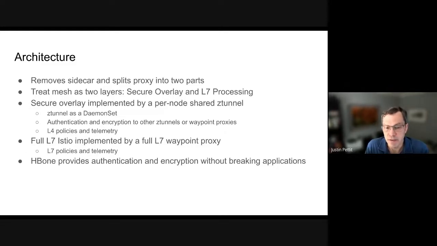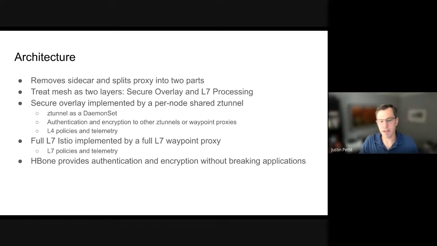Then if somebody needs, on a per namespace basis, the full feature set of Istio and they need L7 processing, then we deploy a full Envoy proxy as a regular pod within the network that we call a waypoint proxy. Then for those workloads that need the L7 processing, the ztunnels from everybody else in the mesh that is trying to connect to those workloads get redirected to connect with a secure tunnel to a waypoint proxy.